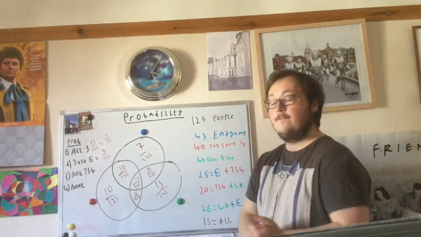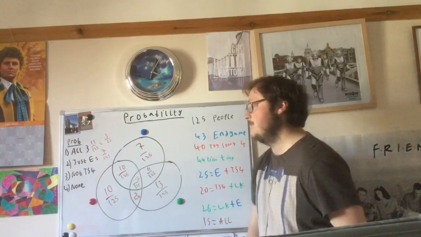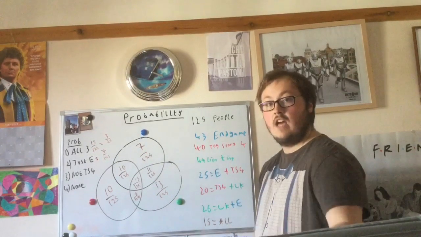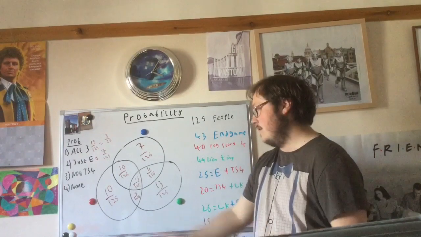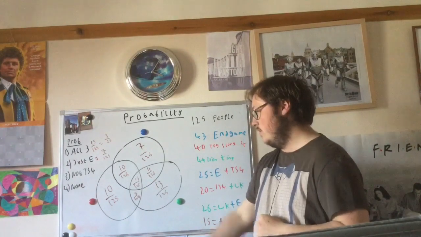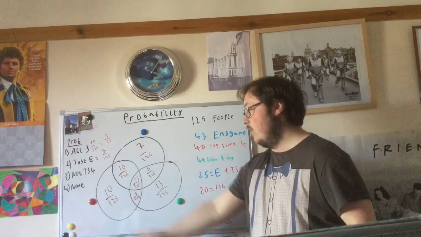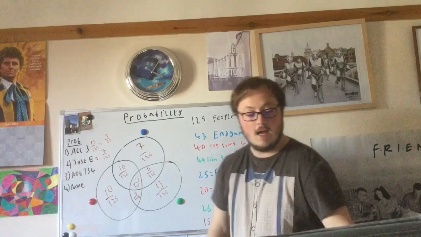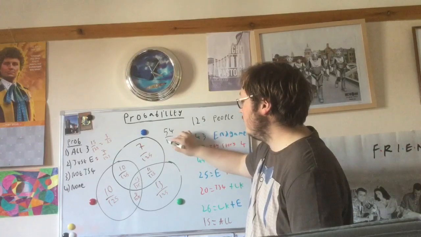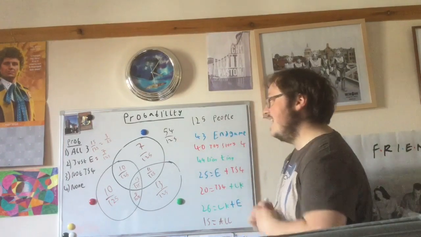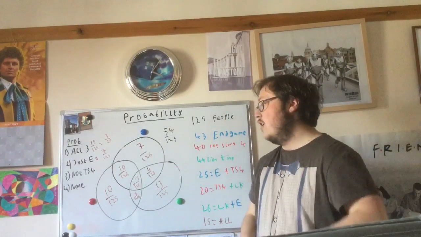So there's 125 people in total. Let's find out the number of people who've not seen any of the films. 125 take away 7 is 118. Take away 10, 108. Take away 15, 93. Take away 11, 82. Take away 13, 69. 69 take away 5 is 64. Take away 10, 54. So out of all of them, 54 people out of 125 have not seen any of these films. And that needs to be included in our overall total.